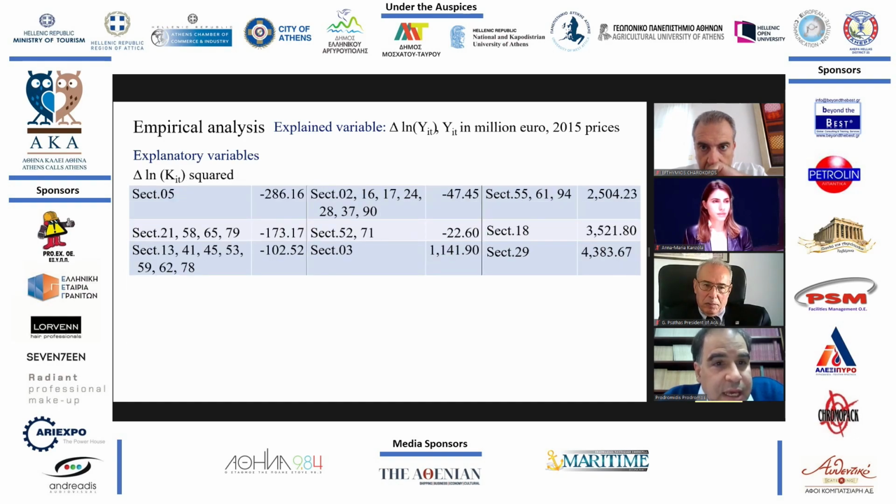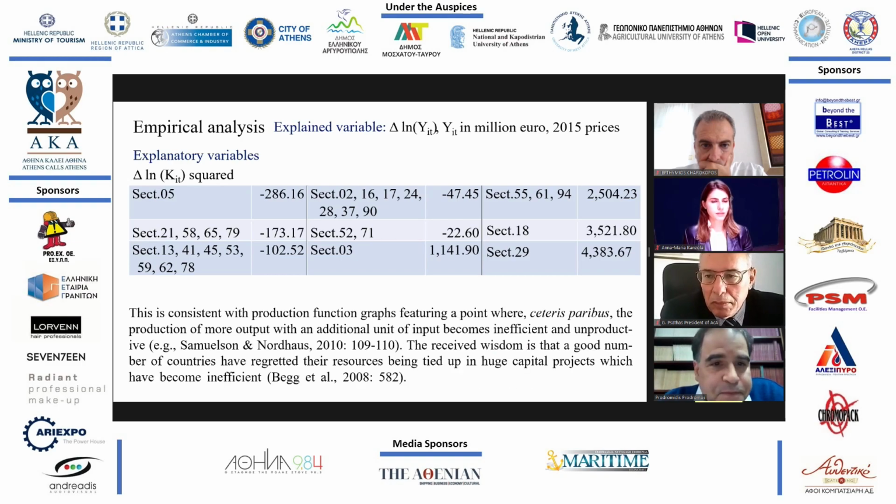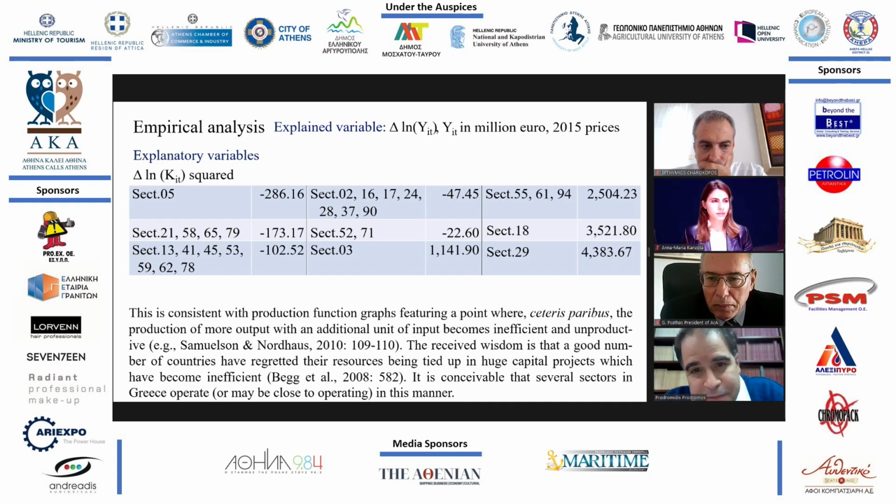We look at capital squared. Again, we find negative and positive terms. And when we combine them, we see that in several cases, we have production functions featuring a point beyond which the additional input becomes inefficient and unproductive. This is something well known in the literature and observed in several industries and several countries. So it's conceivable that several sectors in Greece operate or may be close to operating in this manner, that is, being inefficient.